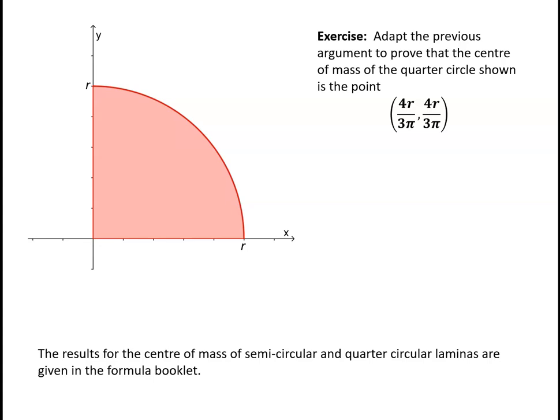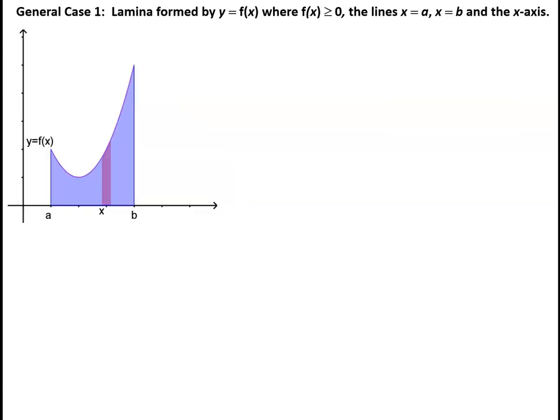The results for the centre of mass of a semicircular lamina and a quarter circular lamina are given in the formula booklet, so you don't need to remember those results. Let's try and generalise, though, what we just did for the semicircular lamina to produce a result for a lamina which is formed by the curve y equals f of x, where f is a positive function, between the lines x equals a, x equals b, and the x-axis.